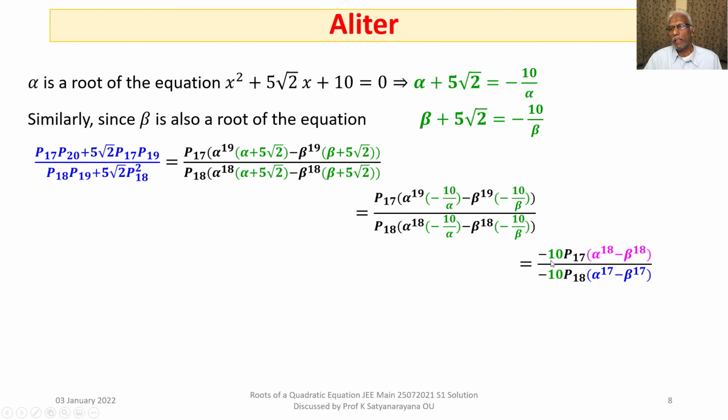You will get minus 10 P17 into alpha power 18 minus beta power 18 in the numerator. Denominator minus 10 P18 into alpha power 17 minus beta power 17. Alpha power 18 minus beta power 18 is P18 and this is P17. Substitute, and minus 10 cancels. P17 P18 by P18 P17, that is equal to 1.